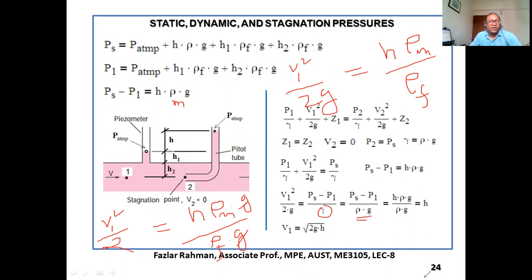So your V1 is coming a little bit different. That means V1 equals root over 2 g h times this ratio, rho M divided by rho F. But if these two fluids are the same, the fluid flowing through the pipeline is water and in the manometer you also put water, then these two will be the same. You have only root over 2gh. Okay.